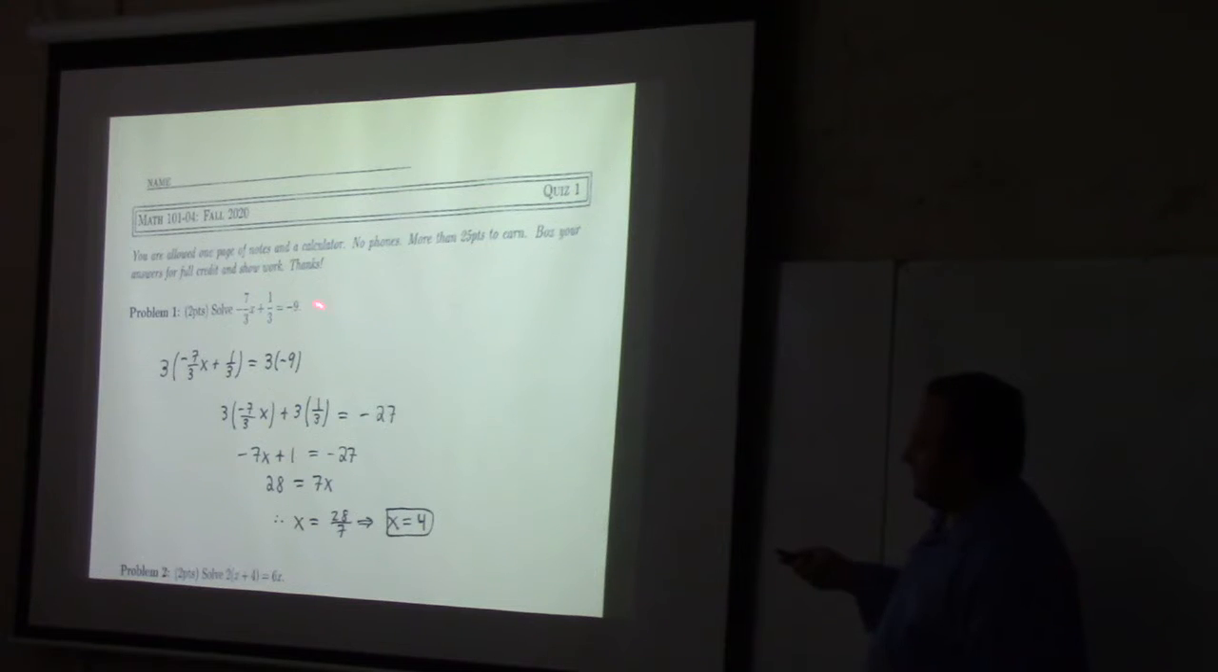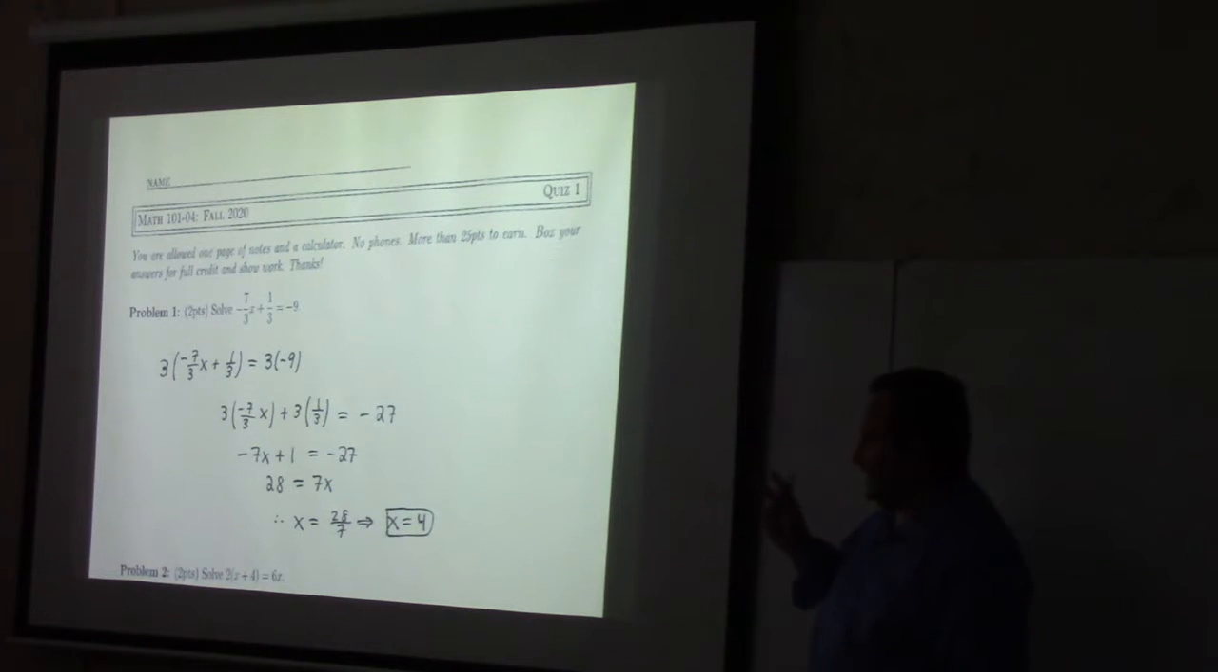So the first thing I do is I multiply by 3, because that will get rid of the third. So we multiply by 3, we distribute. 3 cancels 3, 3 cancels 3. That leaves us minus 7x plus 1 equals minus 27. Can you guys tell me how I get from this line to that line? What did I do? I did two things. I added 27 to both sides, and I added 7x to both sides.